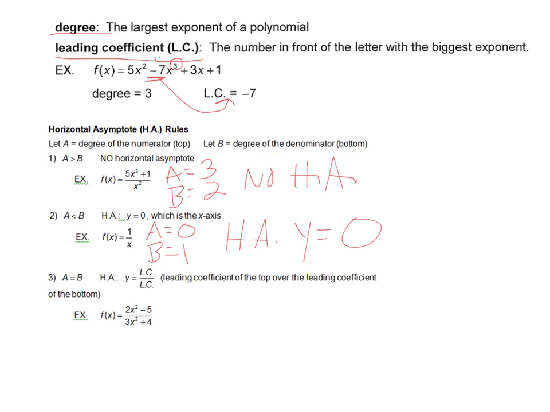Then the final situation would be if A equals B. So for this example, the degree of the top, which is A, is 2. Degree of the bottom is also 2. And so the horizontal asymptote is y equals the leading coefficient of the top, which is 2, over the leading coefficient of the bottom, which is 3, so 2/3.